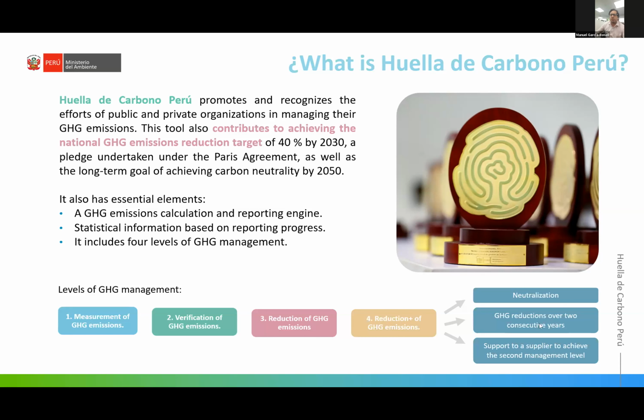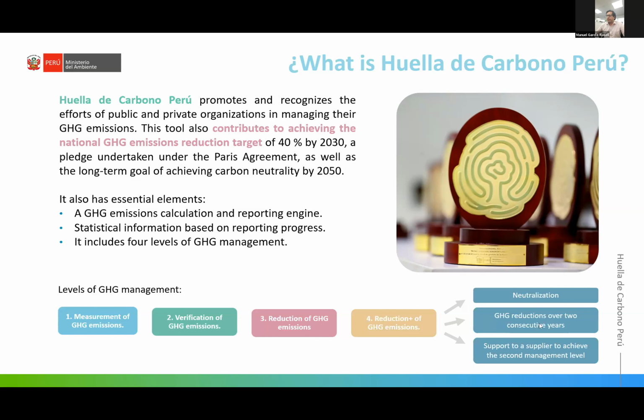This tool also includes a system of recognition of private action. In this slide, you can see there are four recognition levels. The first one is the measurement of the organization's GHG emission inventory. The second one is related to the verification by a verification body. The third one is the reduction of greenhouse gas emissions, which shall be proved by comparison between two consecutive inventories.